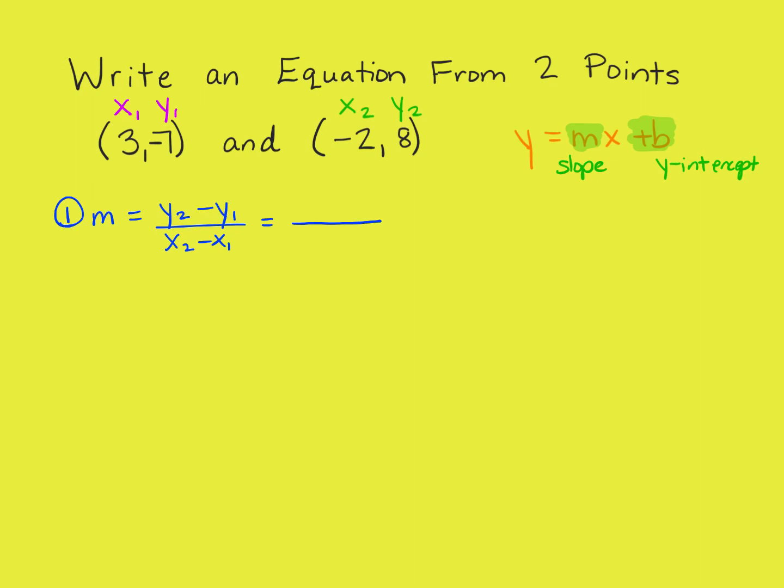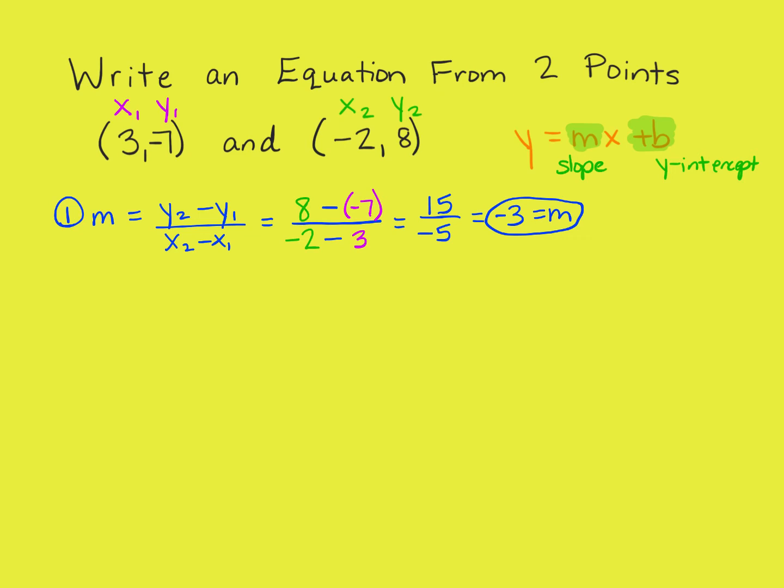Y sub 2 is 8 minus y sub 1 is negative 7. Then x sub 2 is negative 2 minus x sub 1 is 3. Now I can simplify. 8 minus a negative 7 is like saying 8 plus 7, which is 15, and you could use a calculator to help. And then negative 2 minus 3 is negative 5. 15 divided by a negative 5 is a negative 3. So we've got that slope m is negative 3.